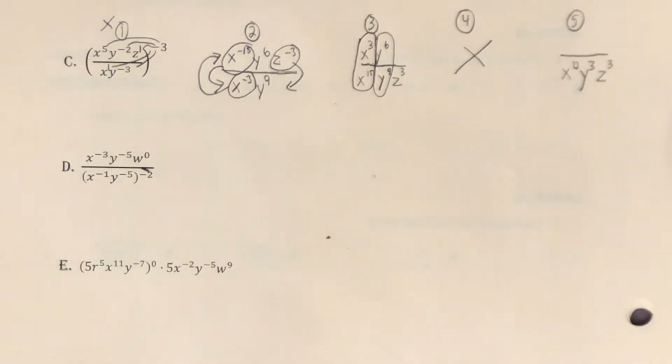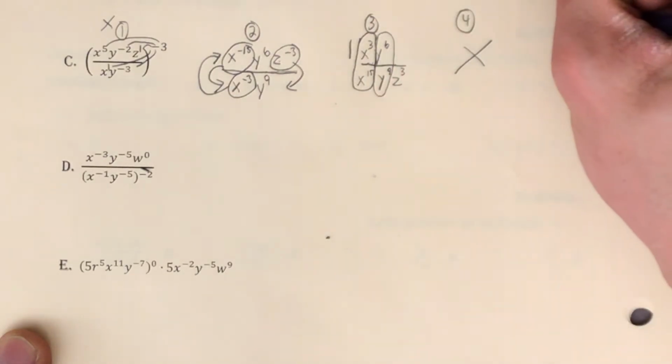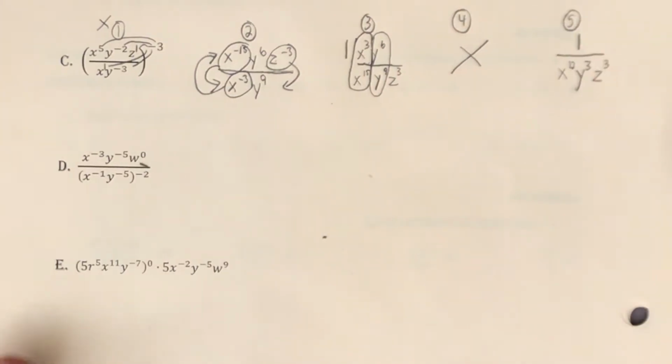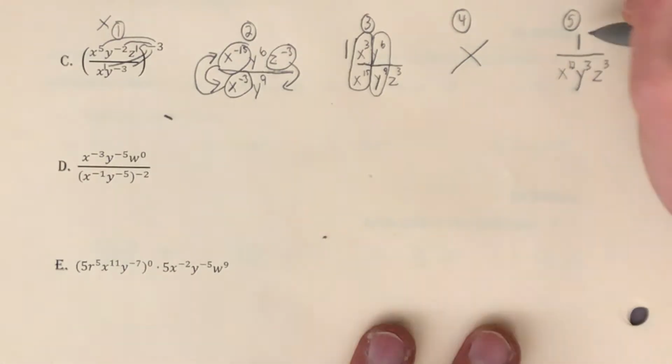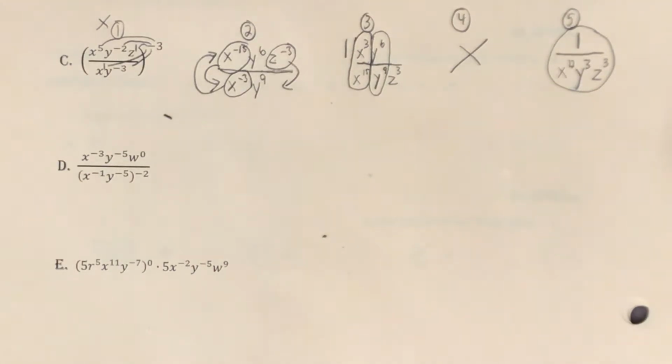Well, you may be saying, now everything I have is on the bottom, so what's left on the top? Well, if you remember, when we have variables, there's always a coefficient out in front of it, even if we don't see it. And that coefficient is always the number 1. So we really have a 1 out in front here, which means that we have a 1 left at the top. So our final answer here is 1 over x to the 12th, y to the 3rd, z to the 3rd.